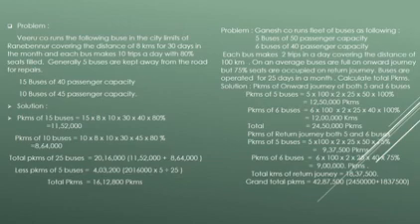Total passenger kilometers of 25 buses is equal to 15 buses' kilometers 11,52,000 plus 10 buses' passenger kilometers 8,64,000. So 11,52,000 plus 8,64,000 is equal to 20,16,000 passenger kilometers. This 20,16,000 passenger kilometers are for 25 buses.